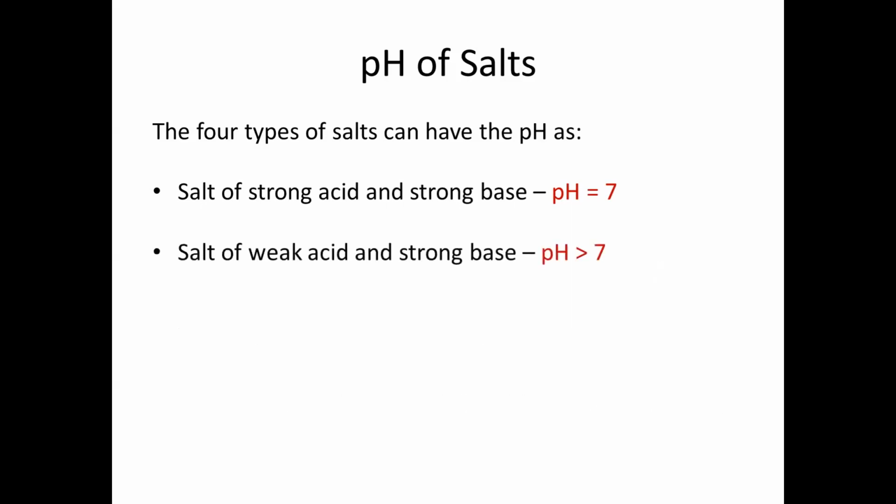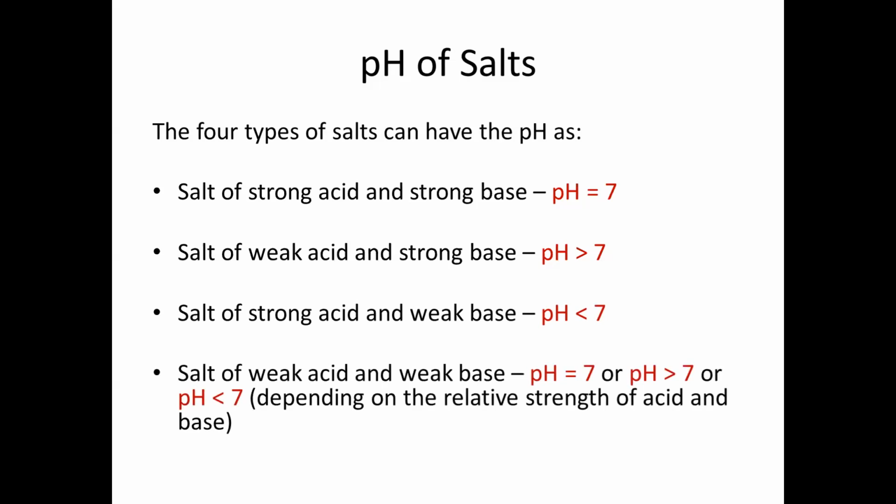And the second category, that is the salt of weak acid and strong base, should have pH greater than 7. That means they will give us some alkaline solution. The third category of salt is the salt of strong acid and weak base. So because you have the dominating acidic properties, its pH would be less than 7.